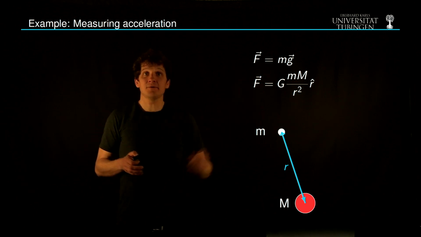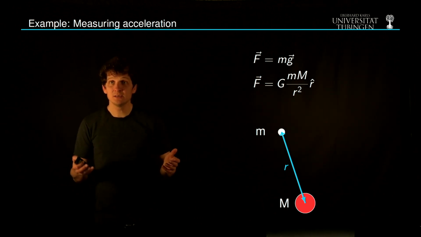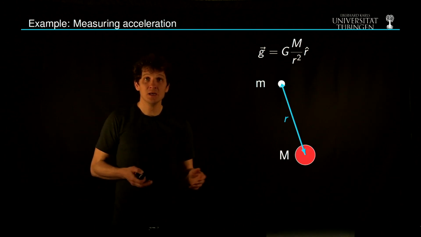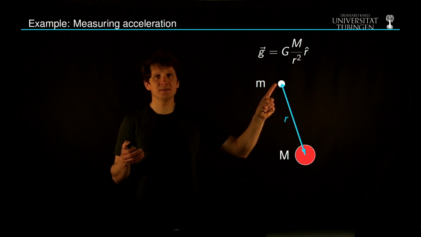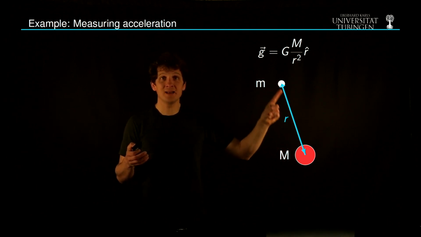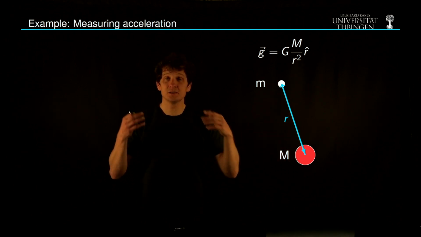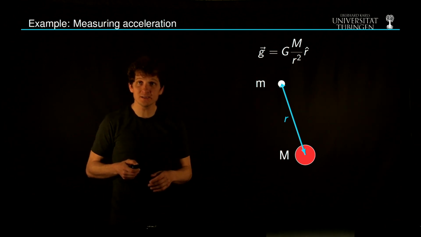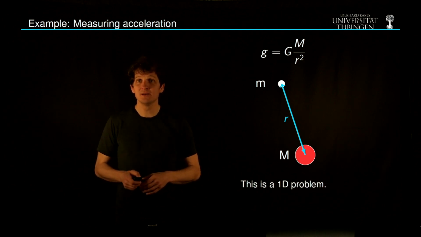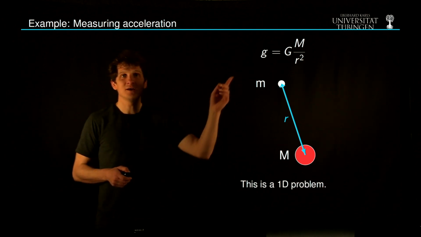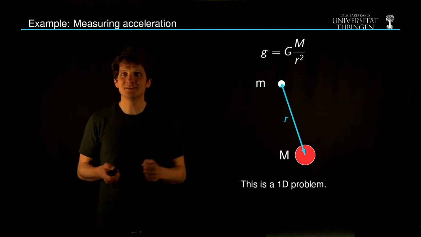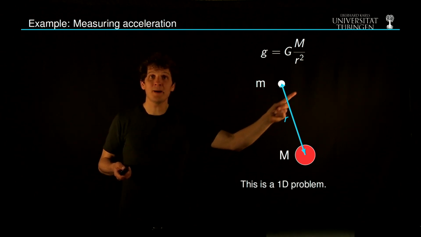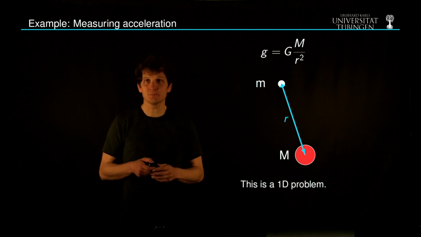Forces and accelerations are vector quantities, meaning they are entities with a magnitude and also a direction. However, here the direction is clearly defined by the line which connects the two centers of mass of our two objects, and therefore we can forget about the vector nature for now, and we arrive at this comparatively simple expression, which, by the way, is independent of the mass of our test object.